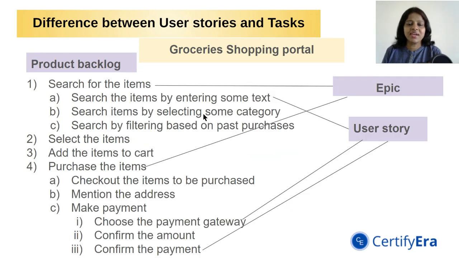So now let us continue with this concept of user stories and tasks. Here in this product backlog, we can see search for items is an epic, which is broken down into smaller user stories, like search the items by entering some text, or search the items by selecting based on the category, or search by filtering based on past purchases.